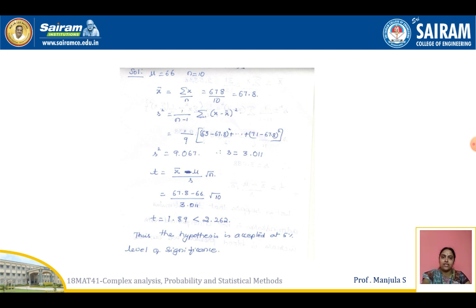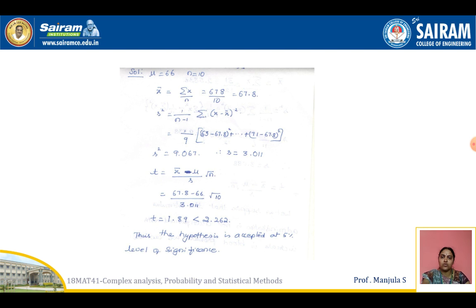Now we'll find s square. The formula is 1 by n minus 1, summation of x minus x bar, whole square. So it equals 1 by 9 into 63 minus 67.8 whole square, up to the last value, 71 minus 67.8 whole square. On simplification we get s square as 9.067. If you take the square root, we get s as 3.011.